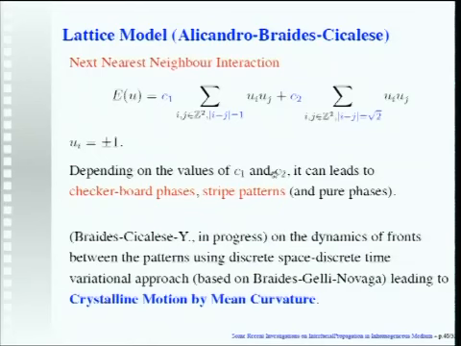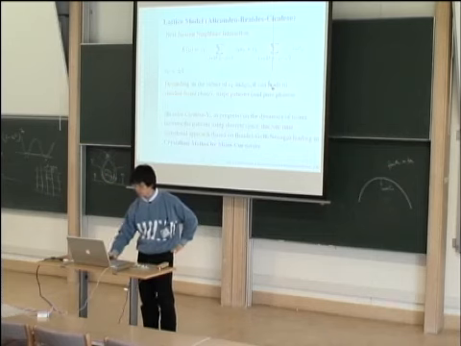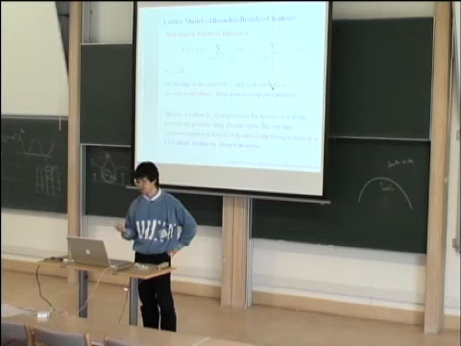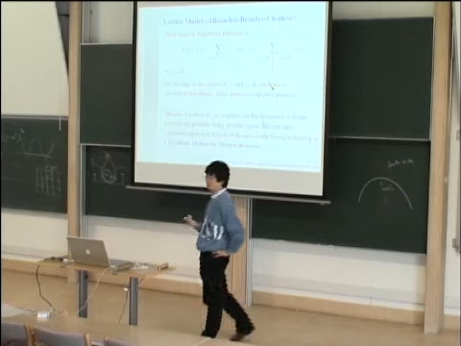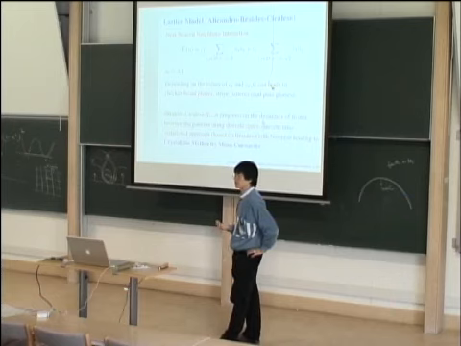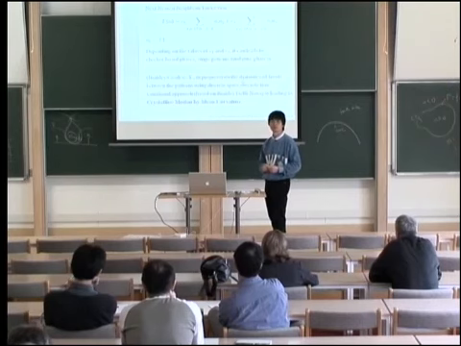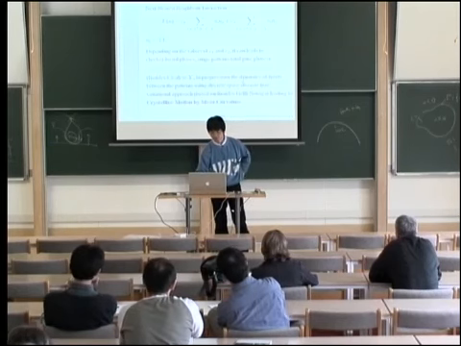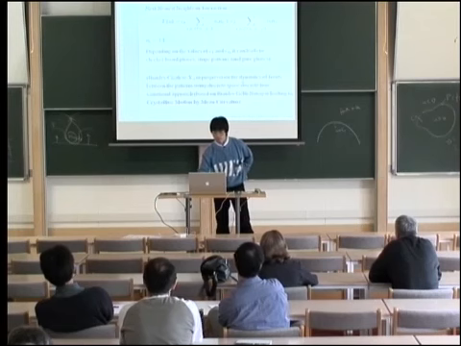And hence, the more interesting thing in this case is to look at the boundary between these different kinds of patterns. It is joint work in progress with Braides and Cicalese, where we try to study the dynamics of fronts between patterns, using discrete space, discrete time variational methods. And we show that this converges to some kind of crystalline motion by mean curvature. So this is the front, not just between phases, but between patterns. Okay, so then the next.